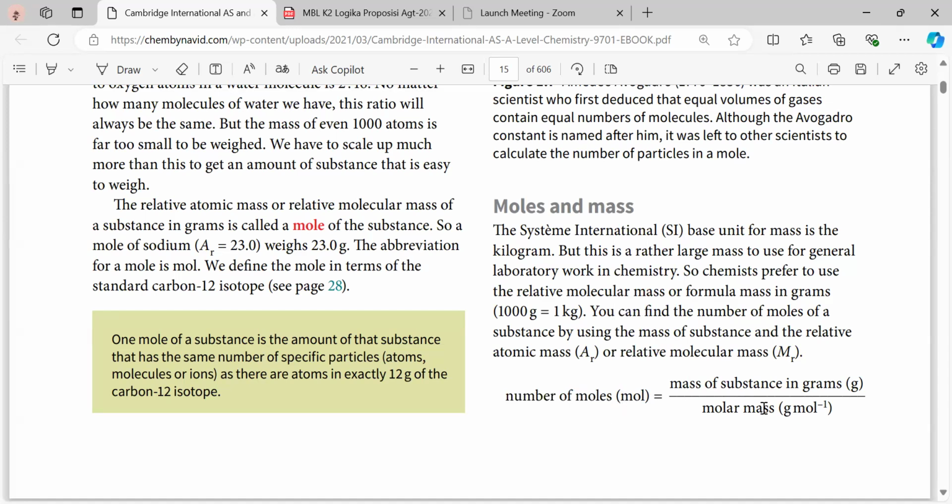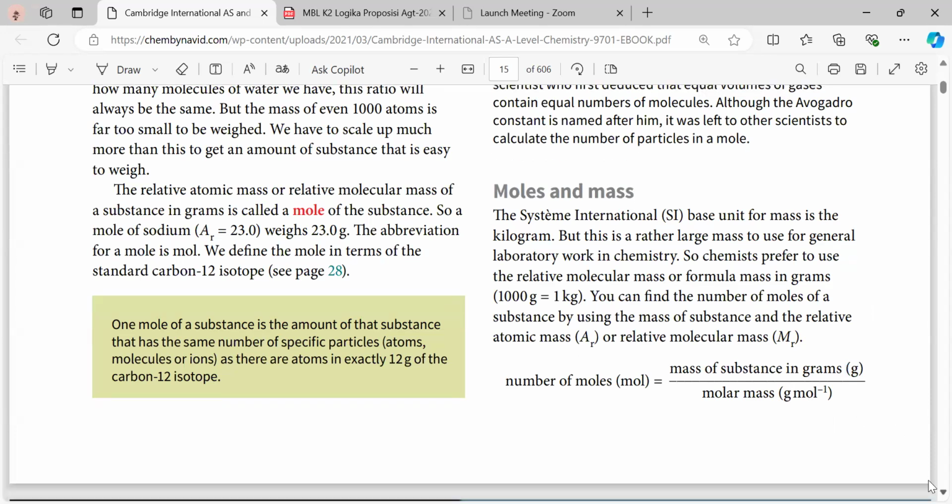So that equals the mass of substance in grams. Yes, we can measure the substance in grams, but not the mole. So you can see we still use grams. And then we have the molar mass, which we had previously, the capital M, in g mol to the power of -1. These two, grams and mol to the power of -1, are the units.